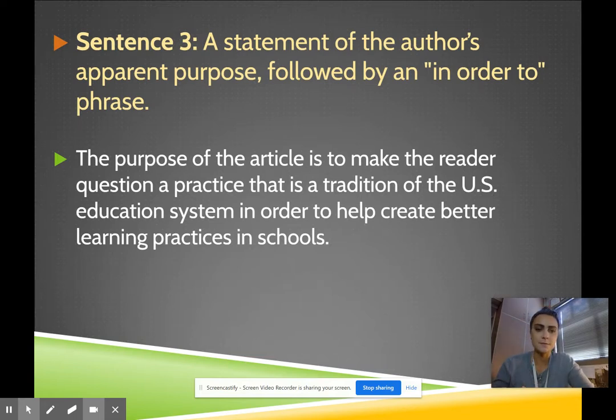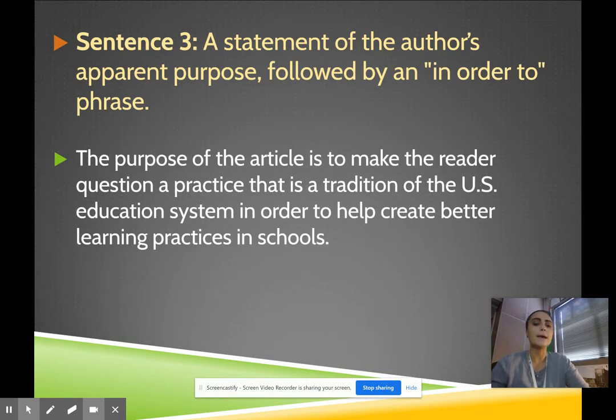In this example, sentence 3 is: the purpose of the article is to make the reader question a practice that is a tradition of the U.S. education system in order to help create better learning practices in schools.